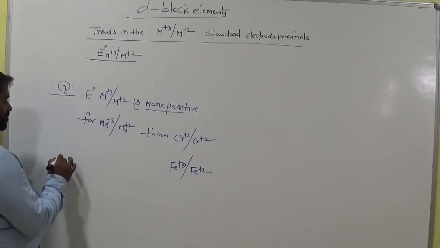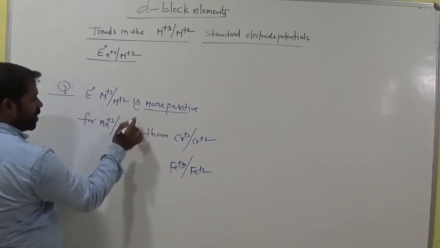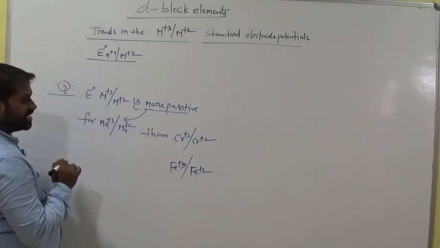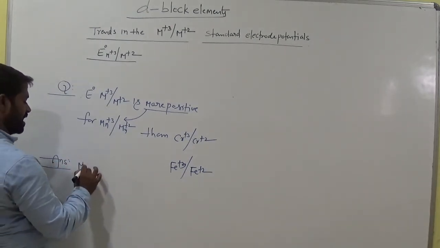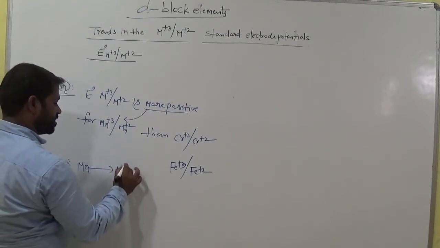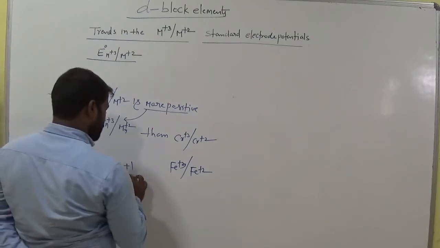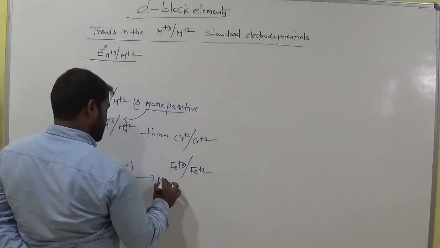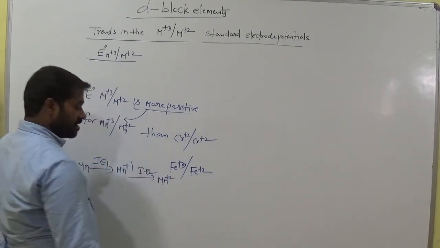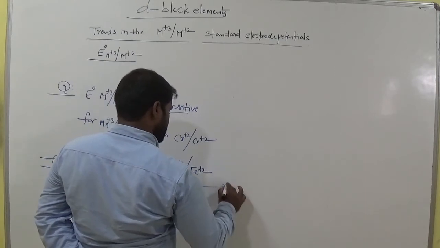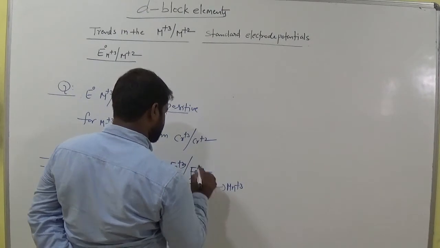So let's see, this is manganese. Manganese Mn+3 has more positive values than these two. What is the reason? Suppose manganese loses one electron, that is the first ionization energy. Remove one more electron from this ion, then it becomes Mn+2. That energy is called the second ionization energy. And again, this is Mn+3, the third ionization energy.